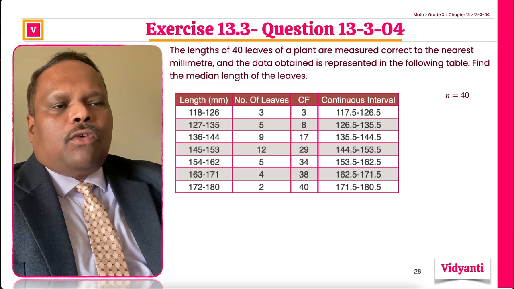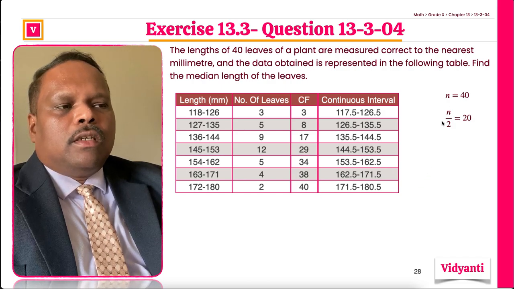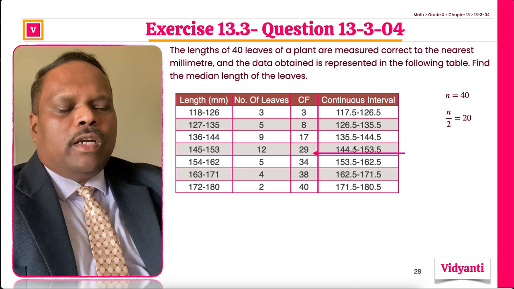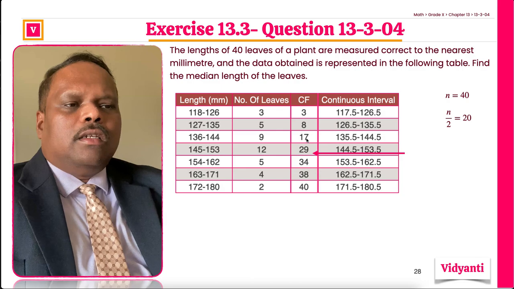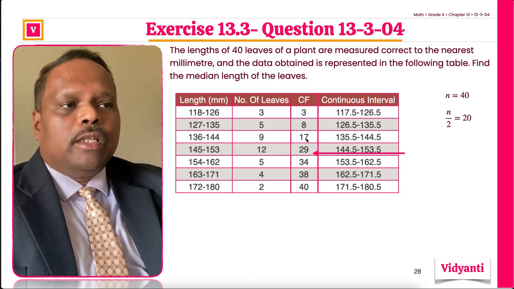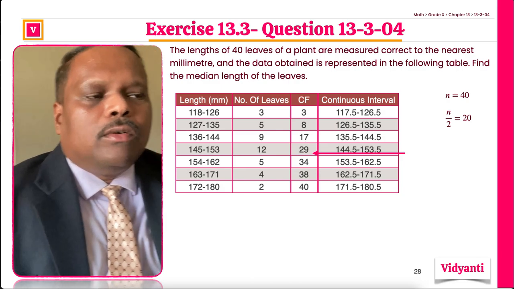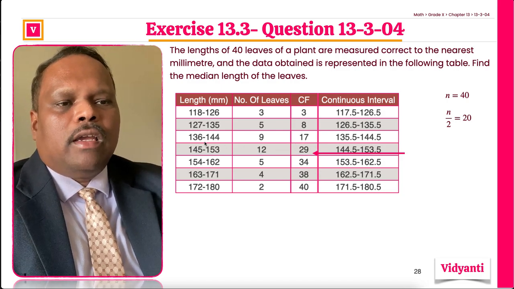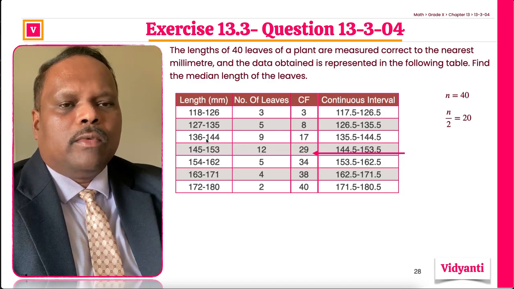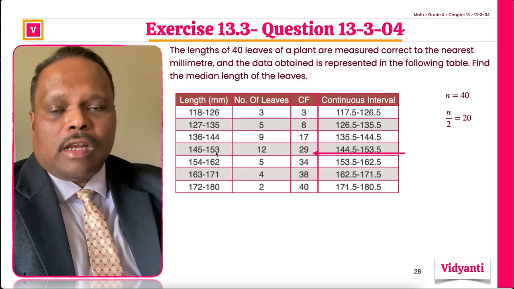N equal to 40, that's the total number of observations. N by 2 equal to 20. So 20 lies here. So can we say which class interval our median is supposed to be in? Median is supposed to be where the 20th guy is. Now up to the 17th guy are here, so that's not our median. The 20th guy is between here, so it will be in this class interval.